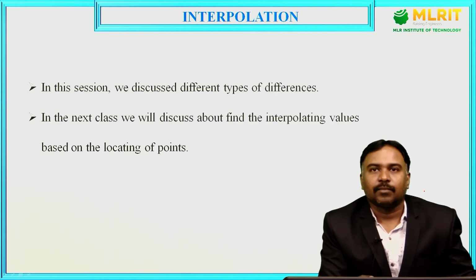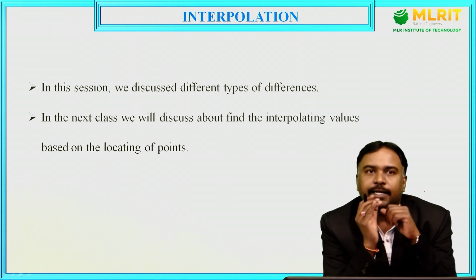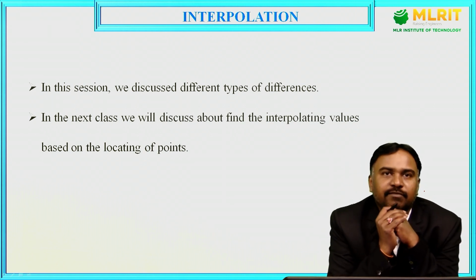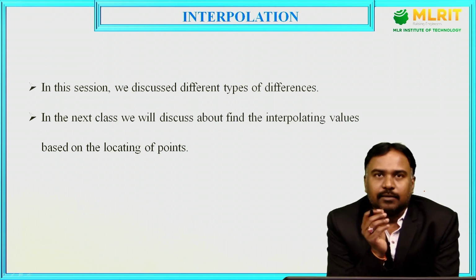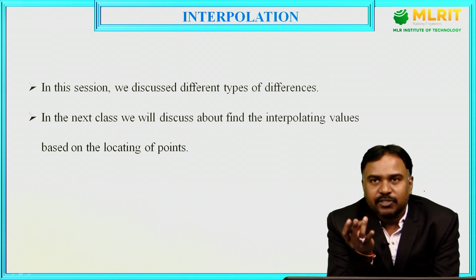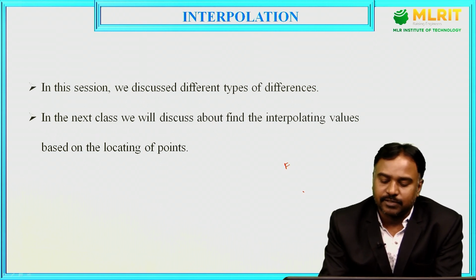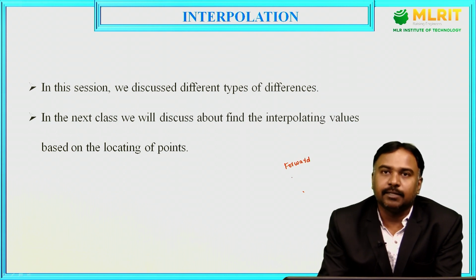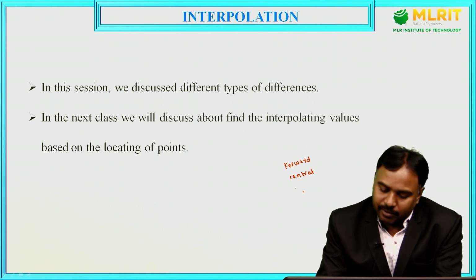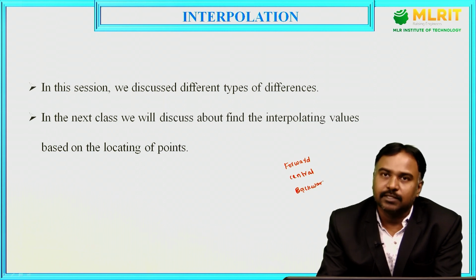So in this lecture we have discussed different types of differences and interpolating values based on the location of the points. The types of differences we discussed are forward differences, backward differences and central differences. Based on the location of the point, if the point is located at the beginning of the table, we use forward differences. If the point is located in the middle, we use central differences. If the point is located around the end of the table, we use backward differences. This is what we discussed in this session.